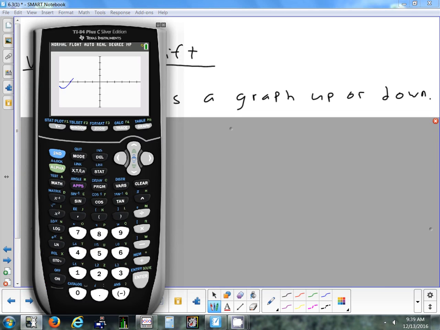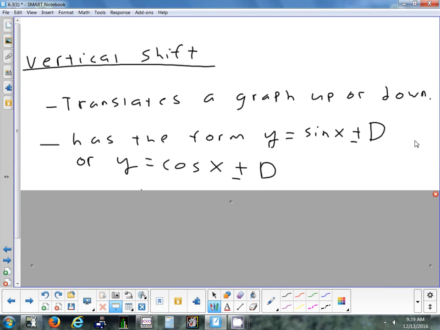So you might be looking at it and be like, well, all he did was add something. But it's where I added it. Okay? With a phase shift, you add inside the parentheses. With a vertical shift, you add outside. And that shifted it up 2 instead of left or right. Okay, so that's what a vertical shift looks like. So it has the form y equals sine or cosine of x plus or minus d.